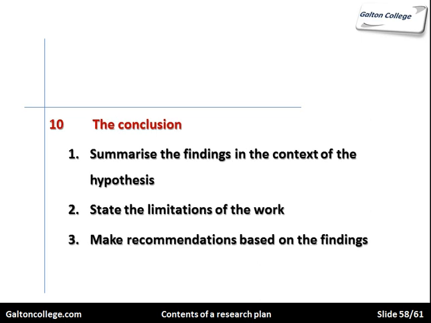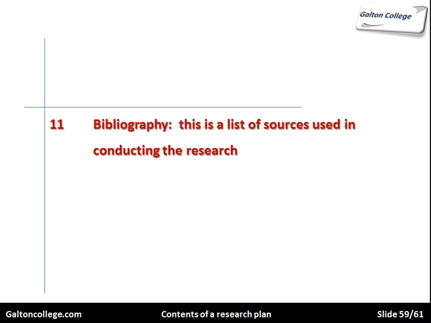And then we have the conclusion. So to summarize the findings in the context of the hypothesis, state the limitations of the work, and make recommendations based on the findings. So the conclusions are in those areas. And then we of course have the bibliography, a list of sources used. They should be by surname and listed alphabetically, so it's easy to find sources in the bibliography because they are listed alphabetically.